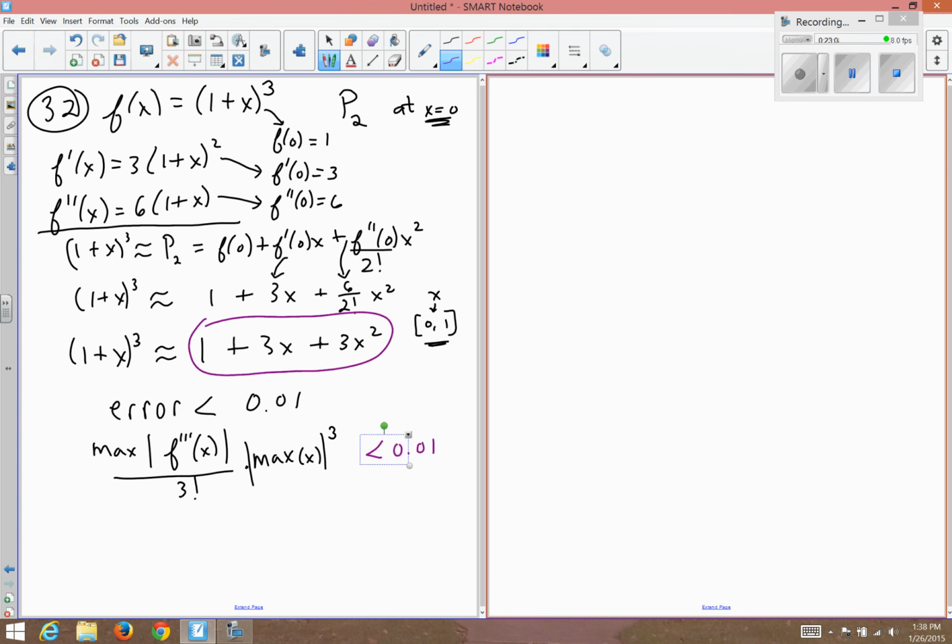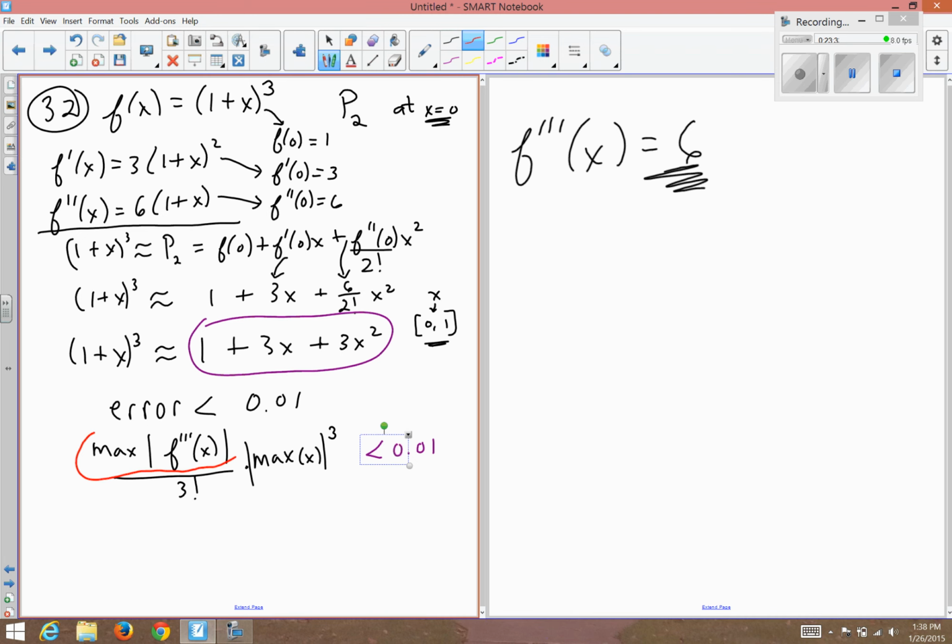Well, to finish this, we need the third derivative. We have the first and second. The third derivative of this function is going to be just 6, since the second derivative was 6 times 1 plus x, and the derivative of that is just 6. Well, this is easy. The biggest this ever is 6. So right there, all that gobbledygook, you just put a 6.